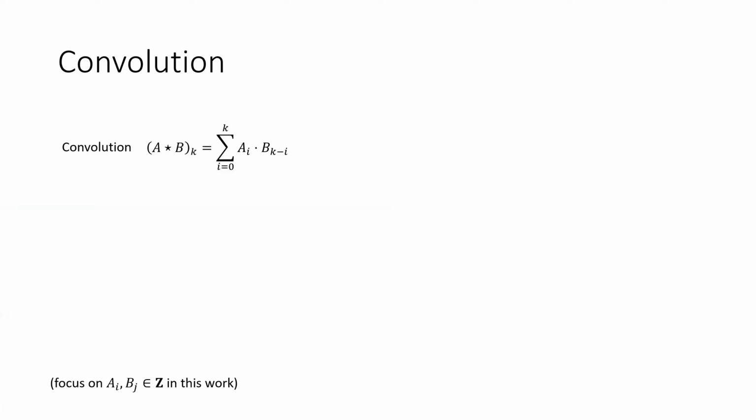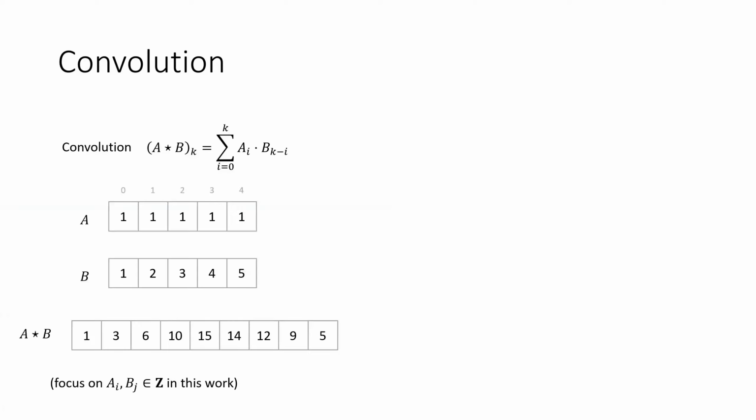We are given two arrays A and B, and we want to output a third array where the kth element is defined as the sum of the product of A_i and B_{k-i}, where i ranges from 0 to k. In this work, we focus on the case where all the input entries are integers.